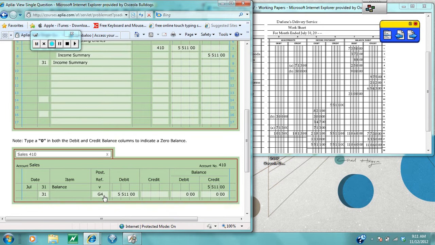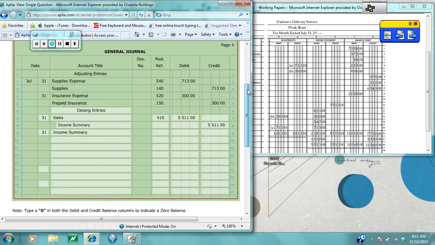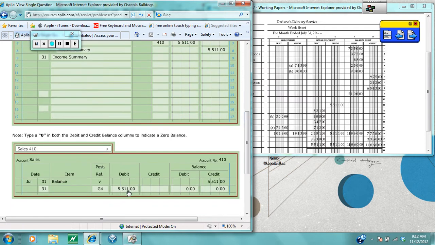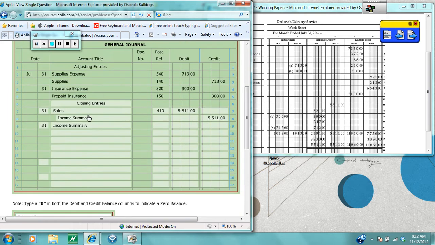You put the 31st, you put this journal page, G4, go down, you put in the amount, and you put in zeros here. Now in handwritten form, we just draw a line. So if this doesn't grade correctly, I'll have to go back and change that. Then we put income summary here. You close out sales into income summary.